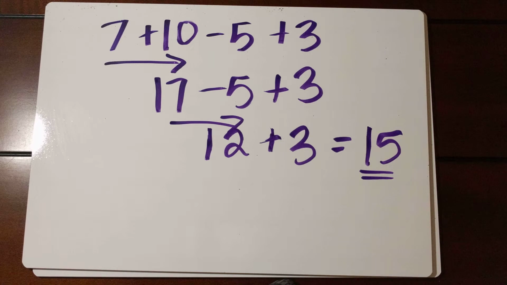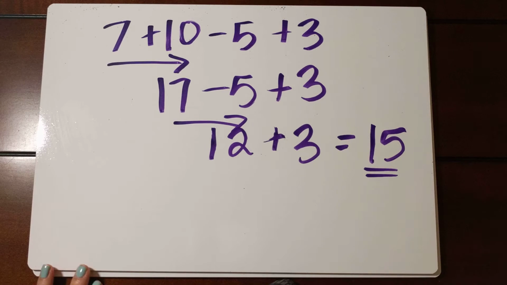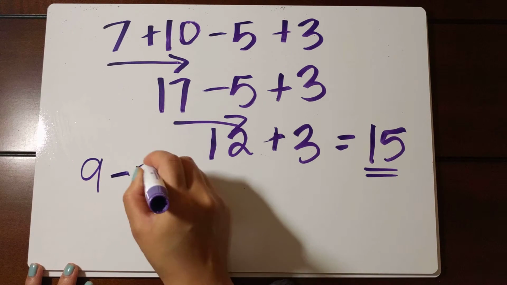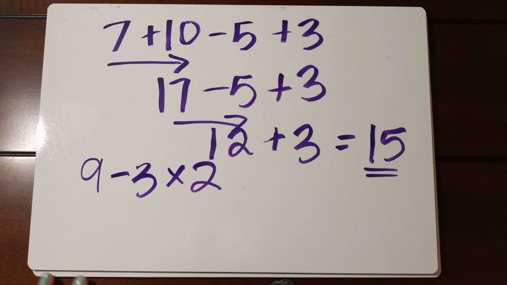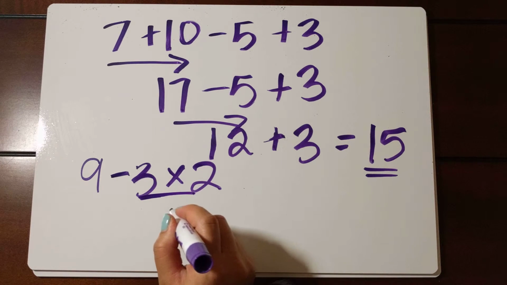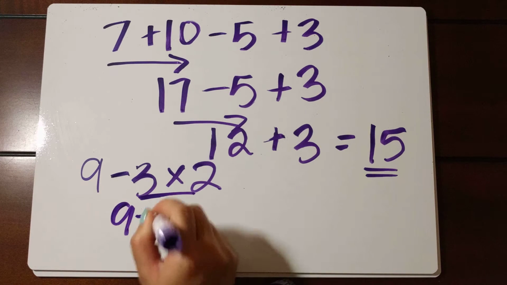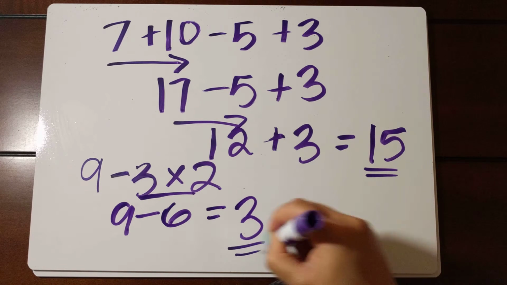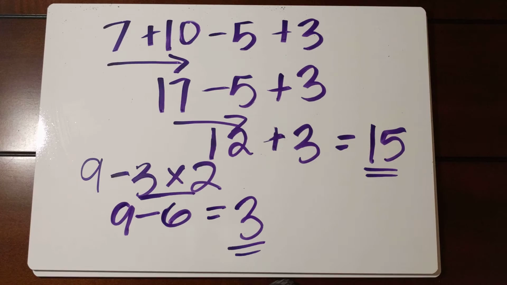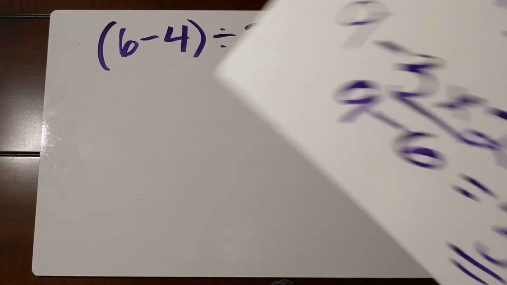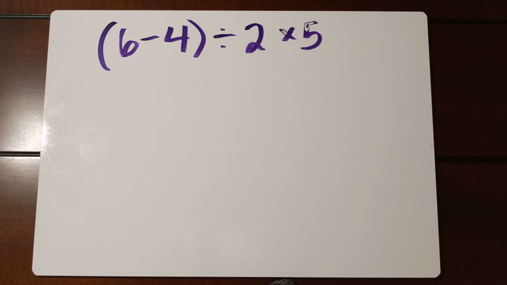Easy enough, right? So if we were to mix in some other operations, let's say we have multiplication and subtraction. With this problem, the multiplication has to come first. So 3 times 2 is 6. And 9 minus 6, we all know, is 3. Easy enough.